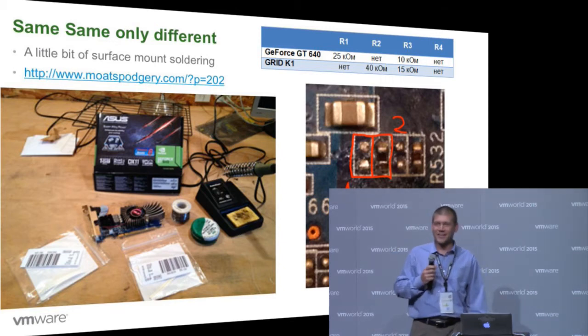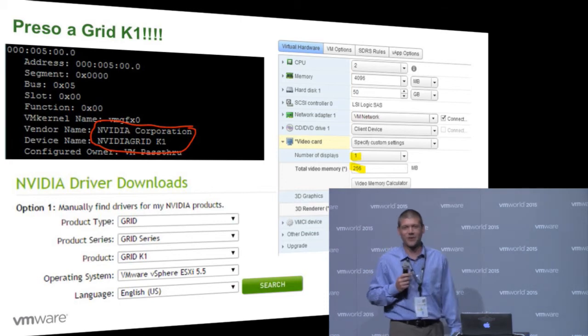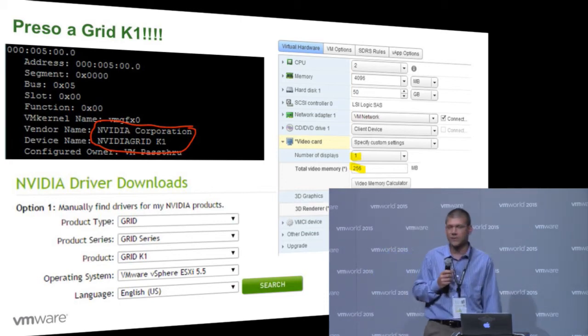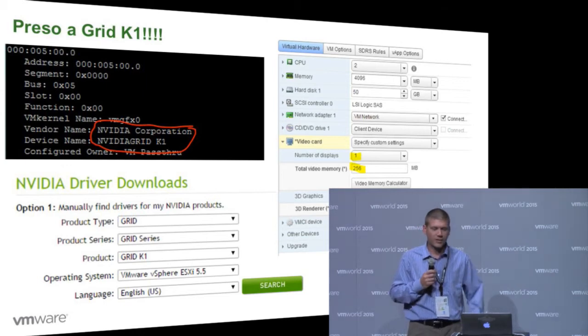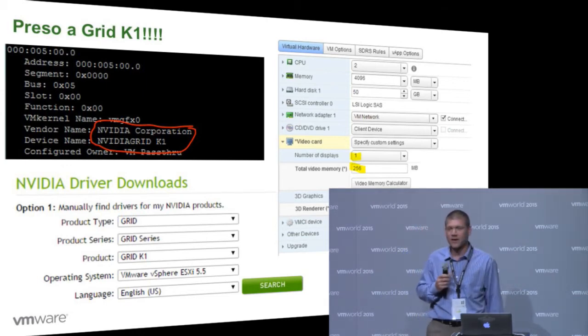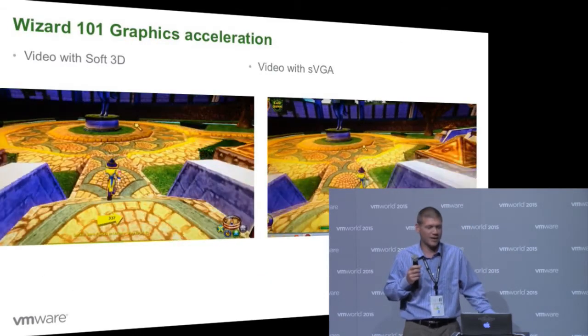But at any rate, once I got this soldering complete and I slapped that card in my Dell C1100, I went out to the NVIDIA site. I downloaded the proper VIB for vSphere 5.5. I installed it. It shows up as an NVIDIA Grid K1 card. I go out and check my box within the virtual machine, and presto, a Grid K1, right, for $80.